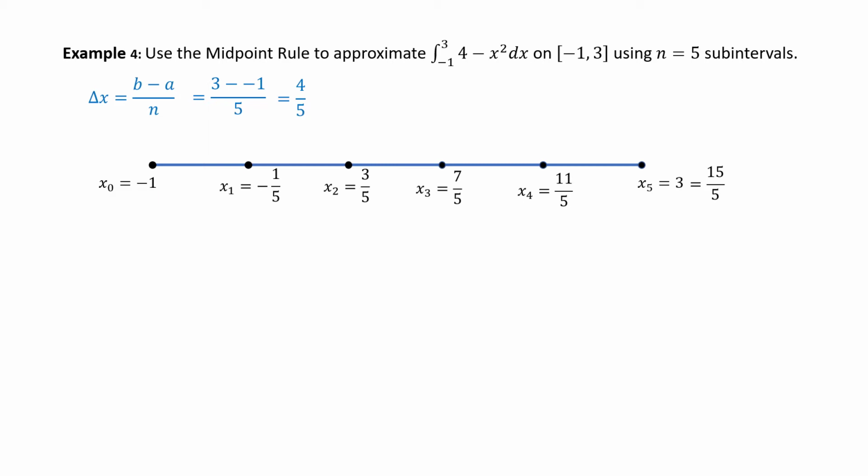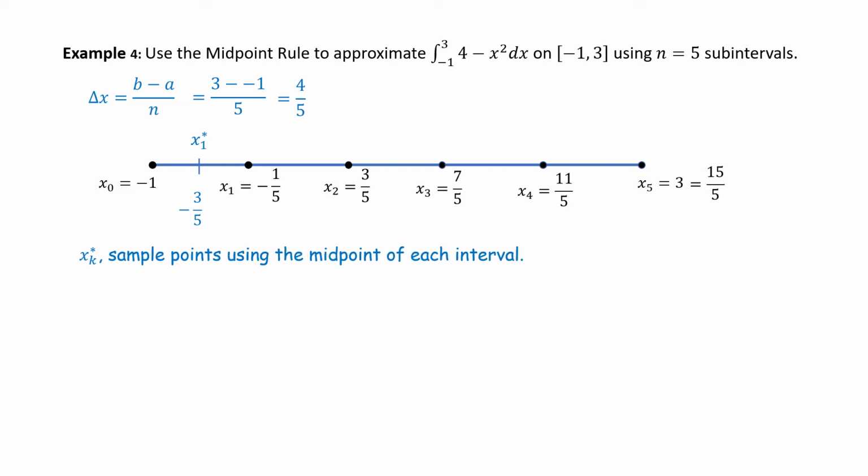We need to compute the sample points, and the sample points are the midpoint of each interval. So we'll begin with x sub 1 asterisk. That's the point between x sub naught and x sub 1, between -1 and -1/5. That value is -3/5.